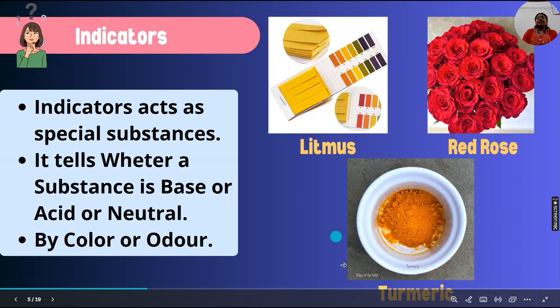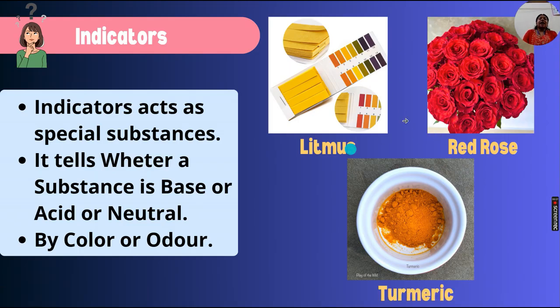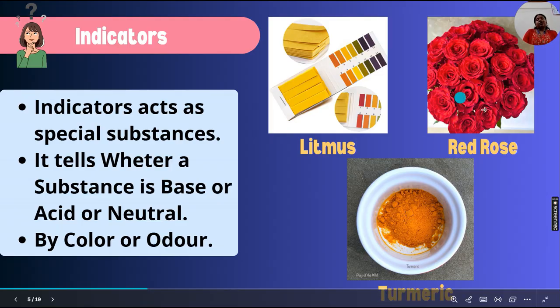Here are some examples. Turmeric is a natural indicator and red rose is also a natural indicator. And litmus, we always know litmus paper. If litmus paper is not present, we use natural substances. We are going to discuss more about this in our next slide.